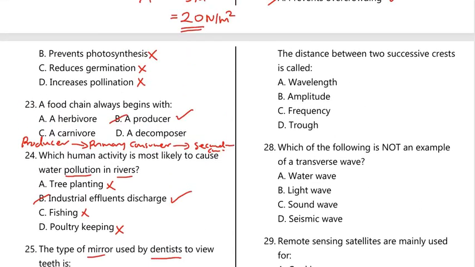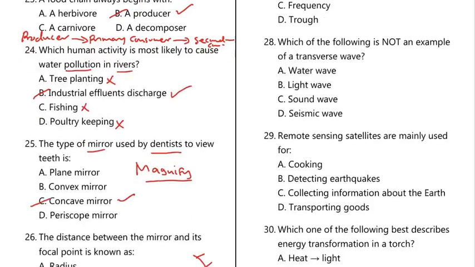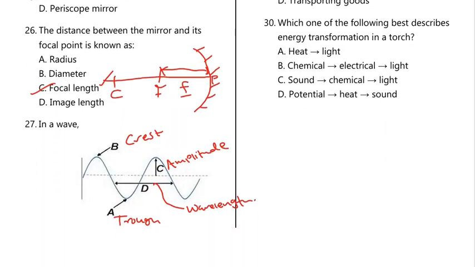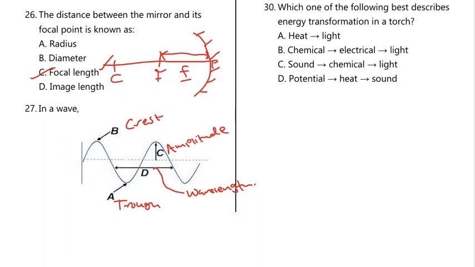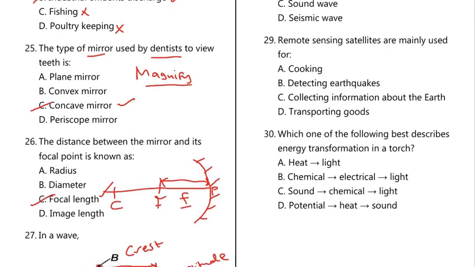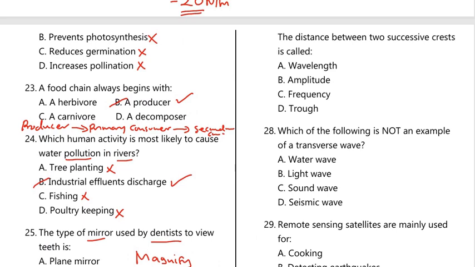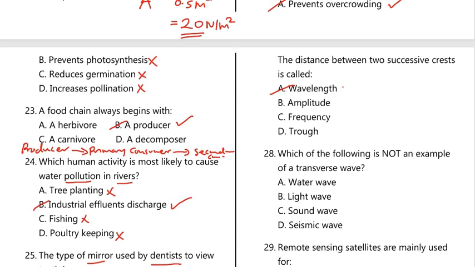The distance between two successive crests is the distance between two particles in a wave that are in phase, and we call it wavelength. It is represented by the Greek letter lambda.